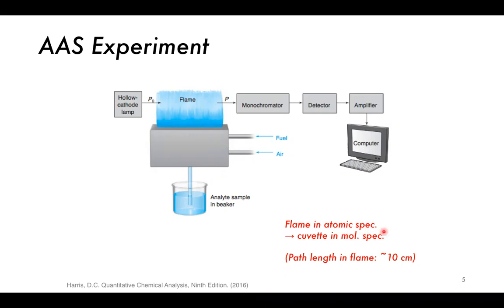So the flame in atomic spectroscopy is similar to the cuvette in molecular spectroscopy, in the UV-Vis spectroscopy that we talked about earlier, and we will continue to talk about as we go through this course. So the path length in the flame as well. This AAS experiment uses the same Beer-Lambert law as we did for molecular spectroscopy. So we need a path length. It's basically the length of the flame, in this case, about 10 centimeters.